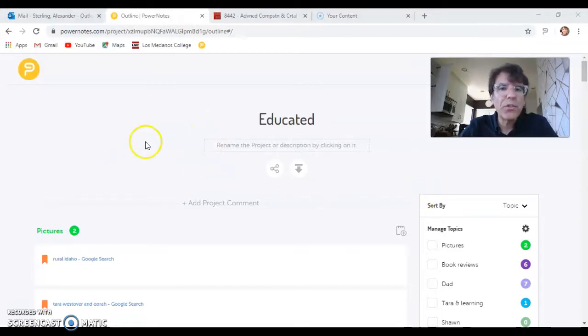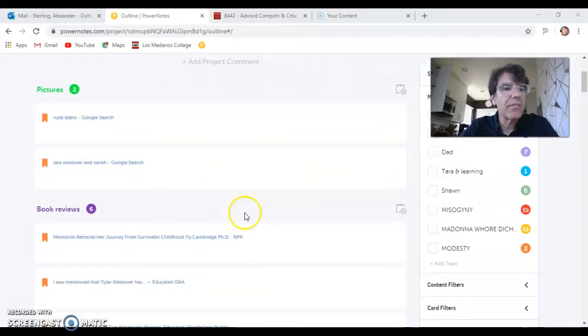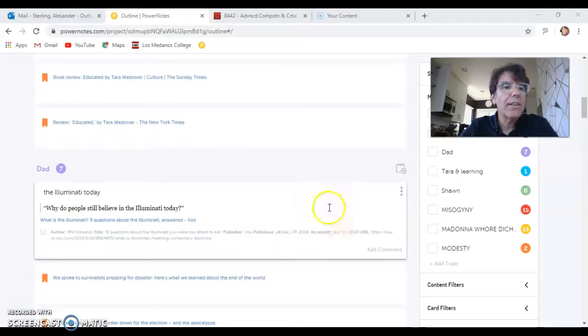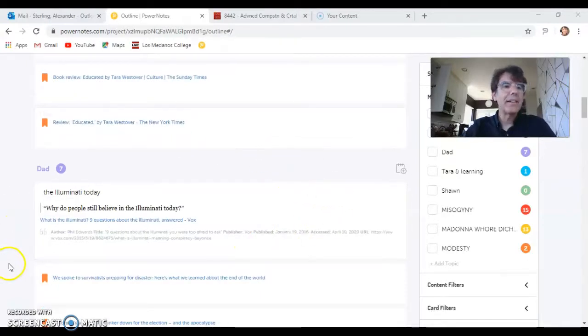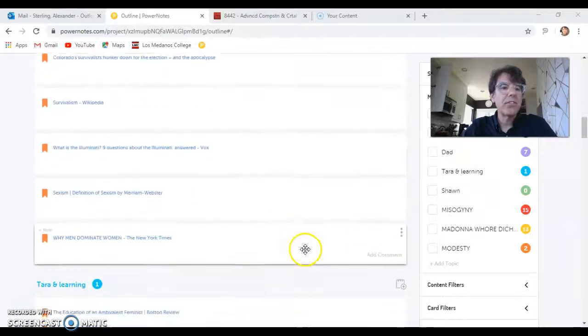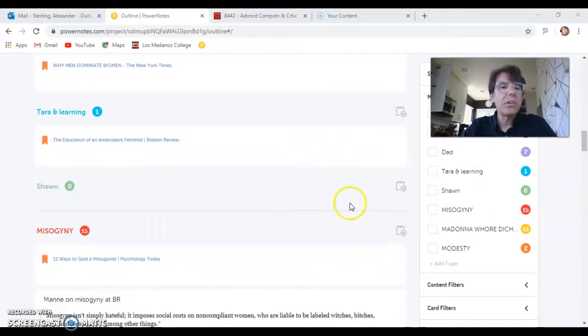But first, let me give you a quick tour of the research that I've done, and then you'll start getting going on your own research. I have a couple pictures that I've saved. I did save some book reviews, which you can do too if you want. I have a folder on Dad, Tara's dad, where I looked up words like the Illuminati, survivalists, etc. I haven't done too much research yet on Tara and learning, so that's something I need to get going on. I did have a bunch of things under the category Shawn, but then I subdivided.